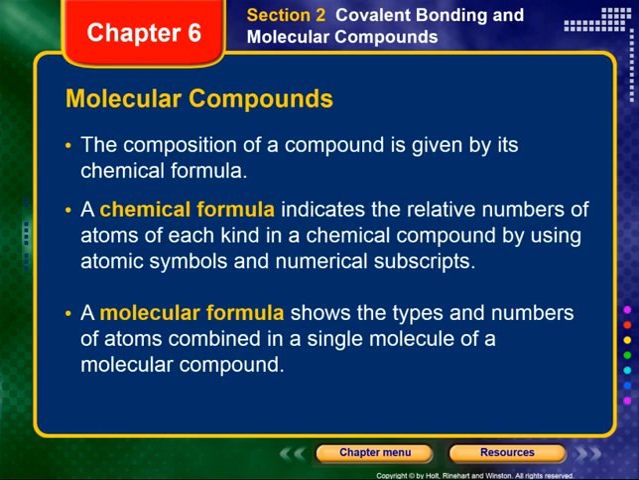The composition of a compound is given by its chemical formula, and you already have experience with chemical formulas. A chemical formula indicates the relative numbers of atoms of each kind in a chemical compound by using atomic symbols and numerical subscripts. A molecular formula shows the types and numbers of atoms combined in a single molecule of a molecular compound. Think of a molecular formula as a chemical formula, because it is a chemical formula, but again, specifically looking at neutral groups of atoms that are covalently bonded together.